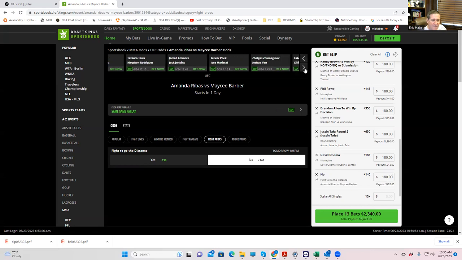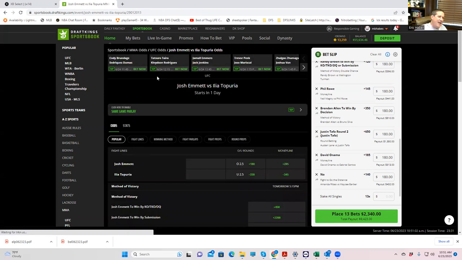And finally, in the main event, we have Ilia Topuria versus Josh Emmett. And, you know, you're getting a little bit of the dog money here on Emmett.